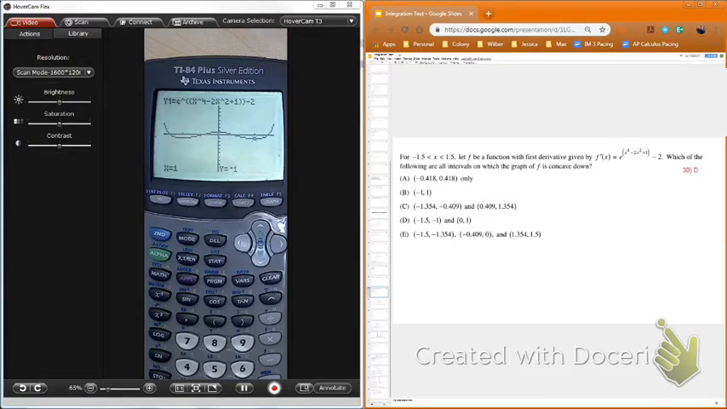But for this question, again, we graphed this derivative. If they want to know where the original function is concave down, I'm looking for where the derivative is decreasing, which is right here on this interval from -1.5 to -1, and then decreasing again here from 0 to 1. So answer choice is D.